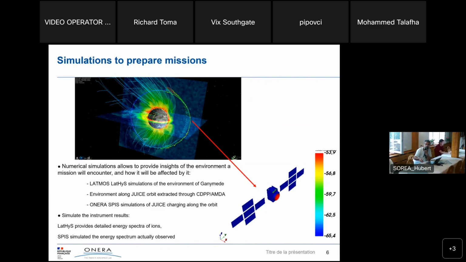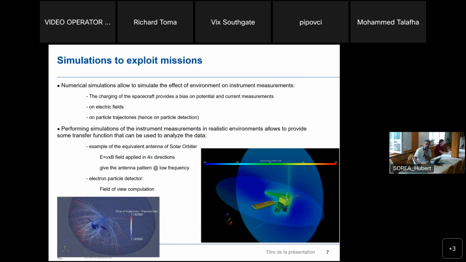Okay, I will come back to this kind of study later, but typically that's what we can do to prepare missions. So we know what we can expect as a measurement or perturbation to the instruments on such orbits. We can also use these tools to exploit missions, because once you make measurements in situ with a mission, you can use this environment to inject it in the space tool, which will give you a more accurate estimate of the charging of the instrument and the impact on the instrument.